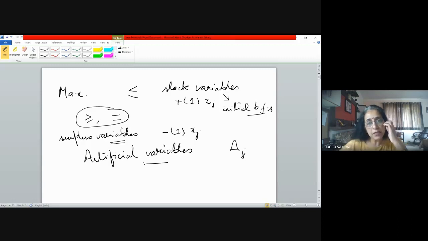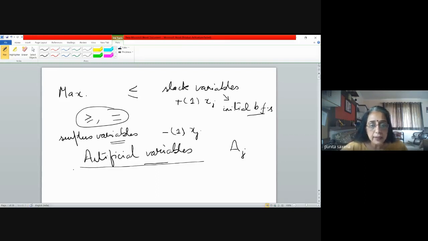Things become much simpler if we start the initial basic feasible solution with those variables which constitute the identity matrix right in the beginning. And since it's an iterative procedure, we are moving from one solution to another till we reach optimality. So that is why we bring in these artificial variables.